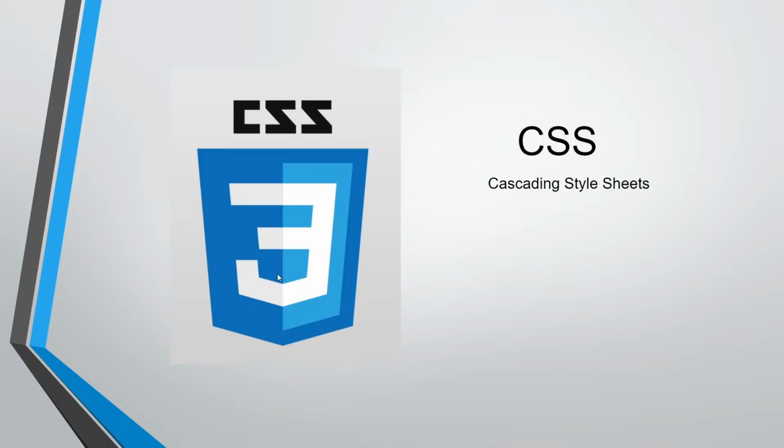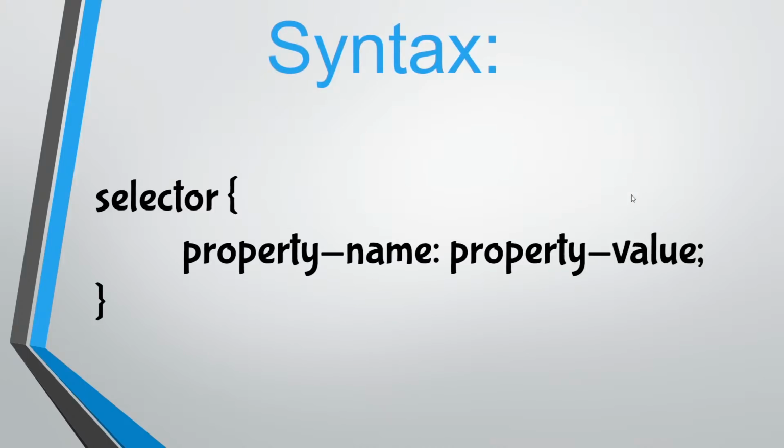Yes, so now CSS, cascading style sheets. It is used for beautification of the website. The syntax for CSS is we specify a selector, a property name, a property value and a semicolon. Selector means which particular element of the page we want to style, whether it is an h1 tag or an image tag, which particular thing we need to style. So we specify it in the selector.